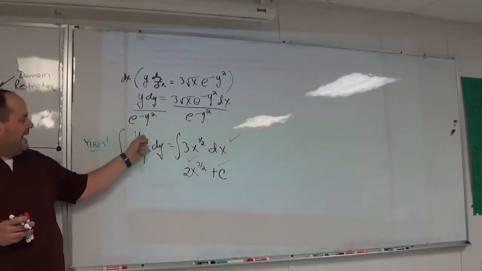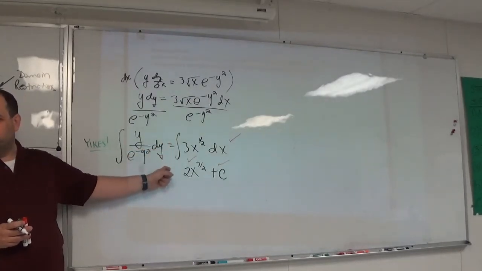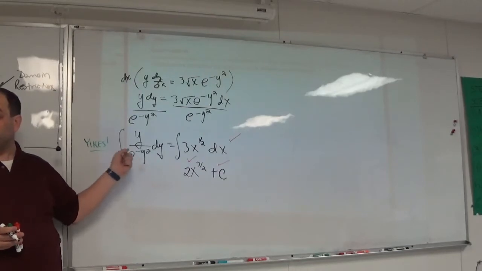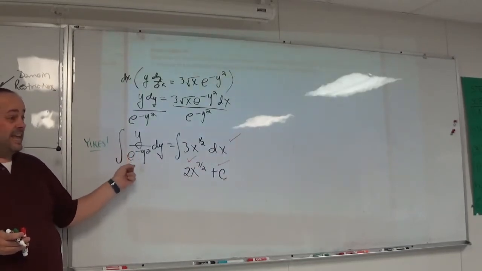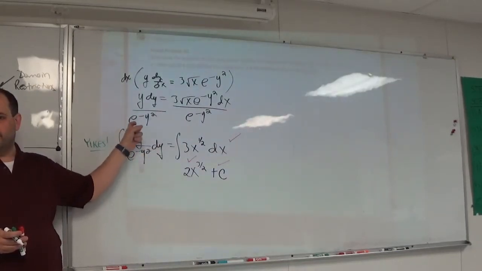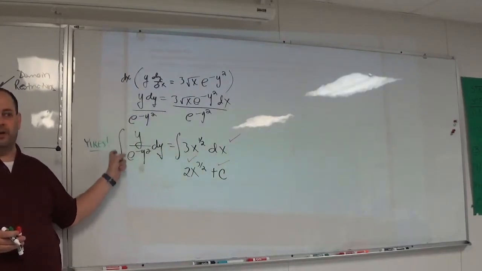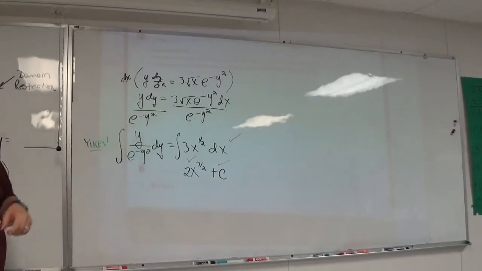The integral of y divided by e to the negative y squared dy. That's kind of scary. Kind of ugly. Got a lot going on here. There's a clue. Jeanette, what are your thoughts here?